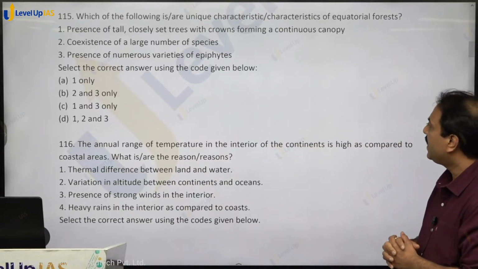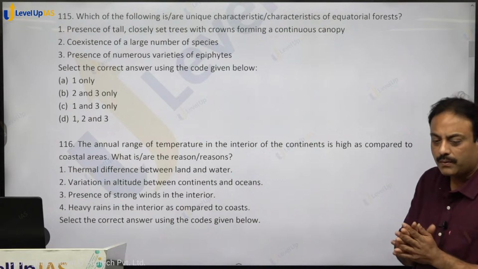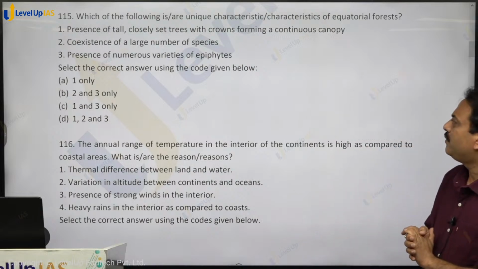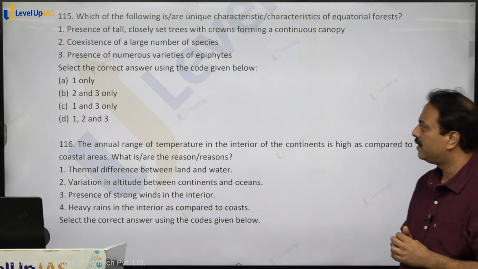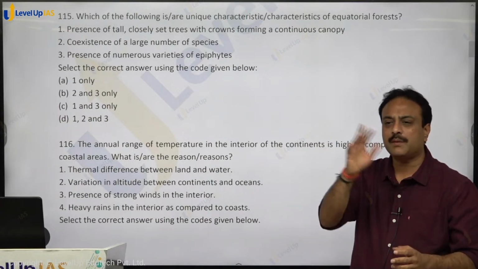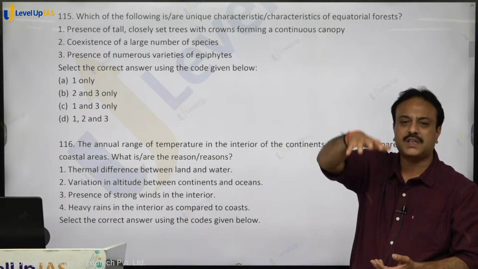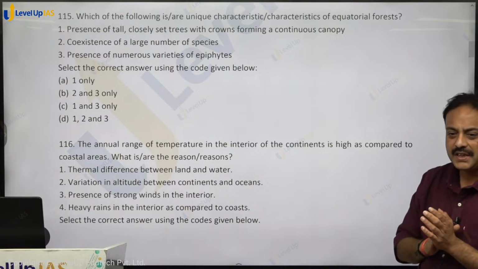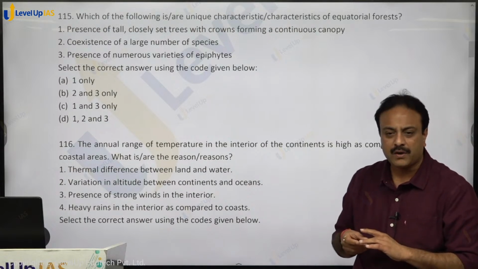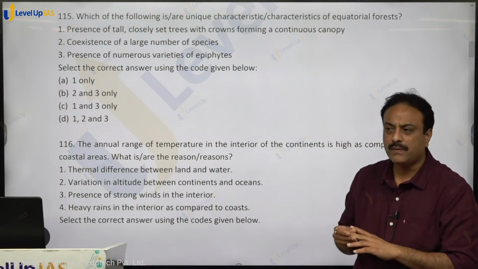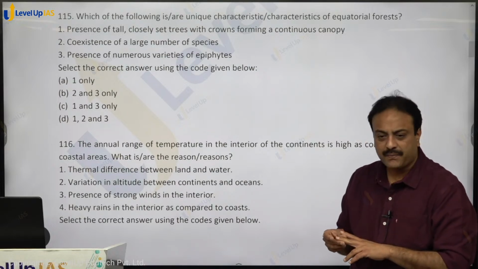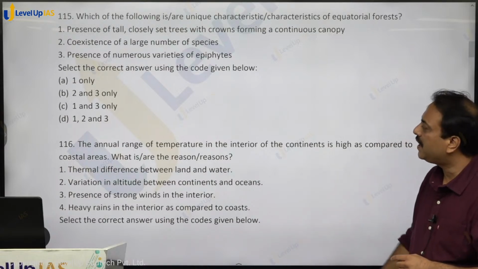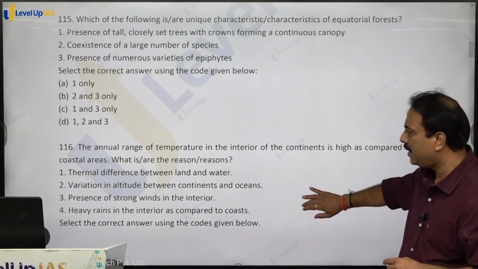Which of the following is our unique characteristics of equatorial forest? Presence of tall, closely set trees with crowns forming a continuous canopy. Tall trees all intermingling into each other. When you look from the top, you cannot see the ground. Only green cover is there. Coexistence of large number of species. Rainforest regions are considered to be mega biodiverse regions, so it is correct. Presence of numerous varieties of epiphytes. Epiphytes which grow on another vegetation only, right? So all three will be there. So option D, 1, 2, 3, D for dog shall be the right answer.